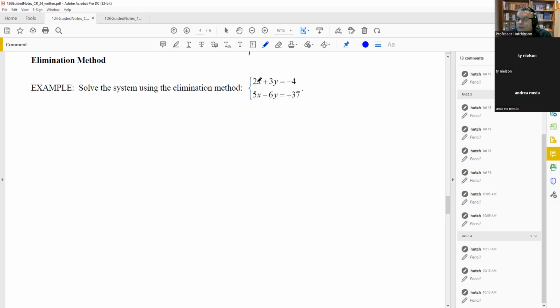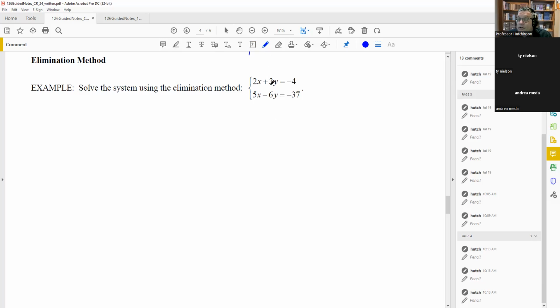For example, if I want to eliminate the x's, the smallest number that both 2 and 5 will divide into evenly is going to be 10. So I could make one of these a negative 10 and one of them a positive 10, so when I add them together, the x's will cancel. So that's one way I can do that. Now, if I take a look at the y's, I see that the smallest number that both 3 and 6 divide into evenly is actually going to be 6.